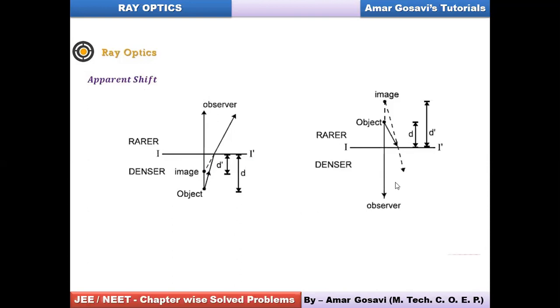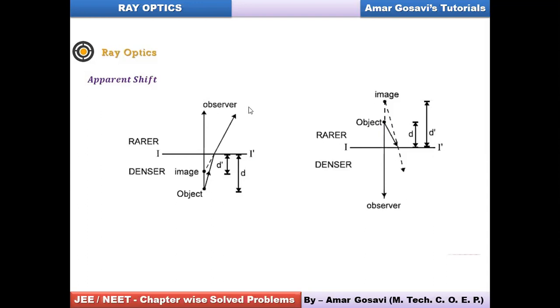Other way around, if you are observing it from the swimming pool and the coin is in air, then you can see it will be appearing raised in this manner. This would be the image. So the original height or depth would have been D, but then it appears to be D dash. So this D dash in both the cases would be called the apparent shift, friends.